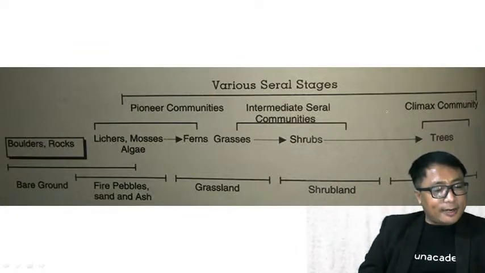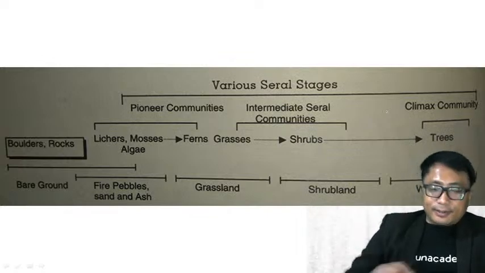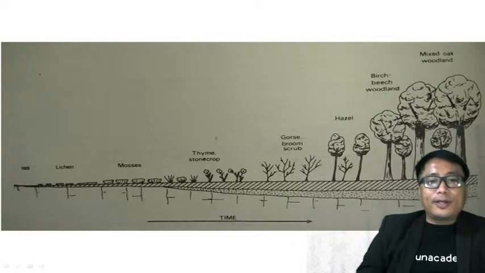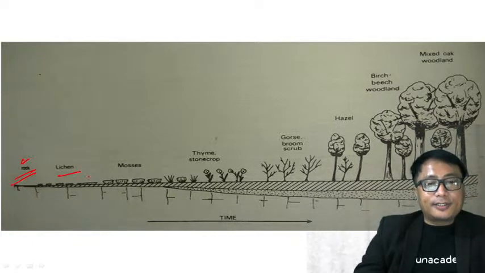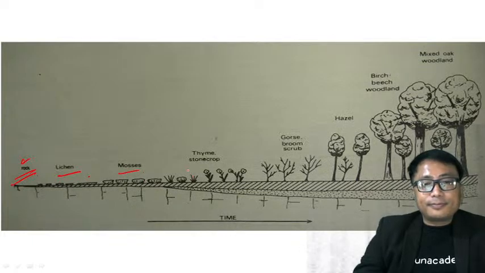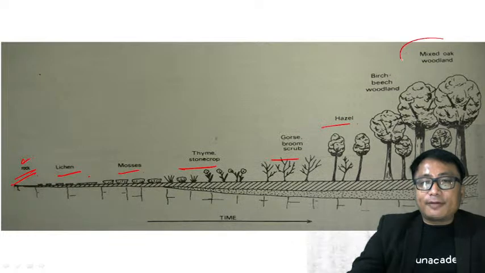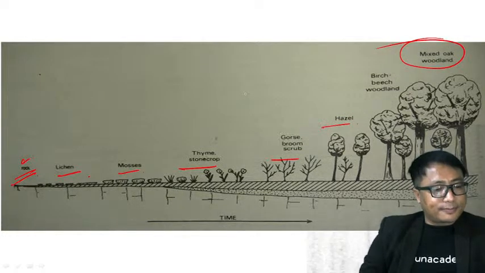It is just a diagrammatical representation. Now let us quickly go through it. You see here the barren rock, followed by lichens, mosses, and all of this, finally resulting in the full-blown forest. Clear?